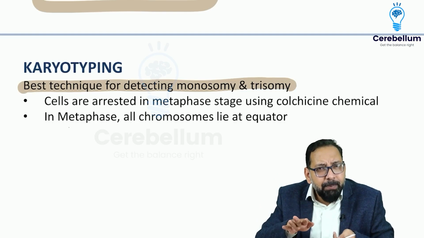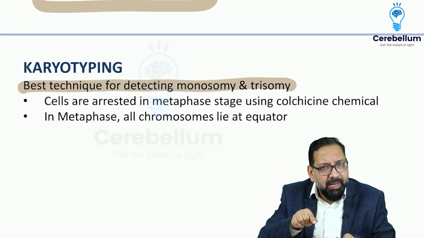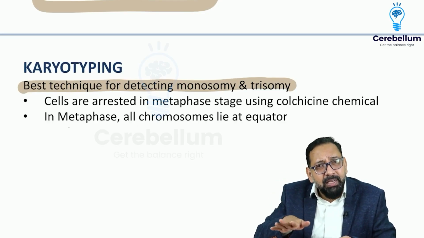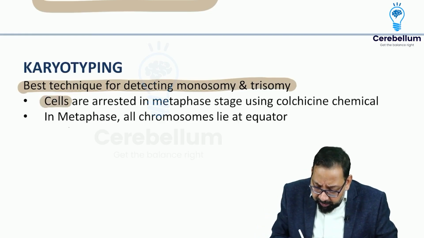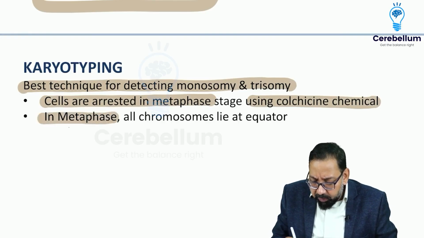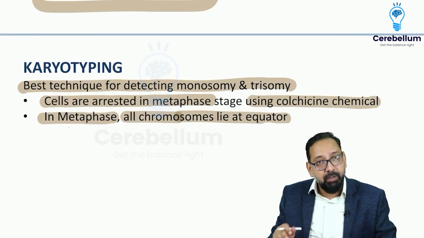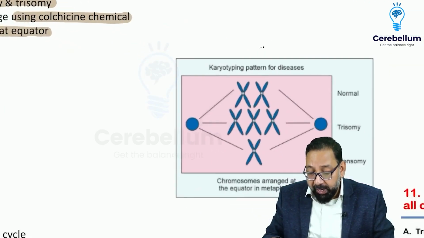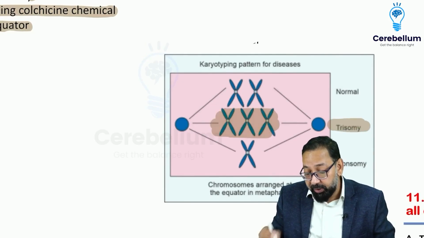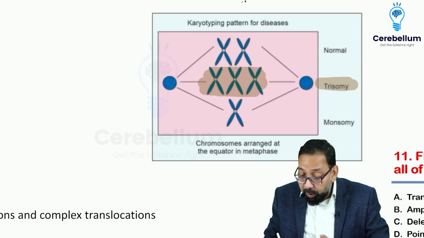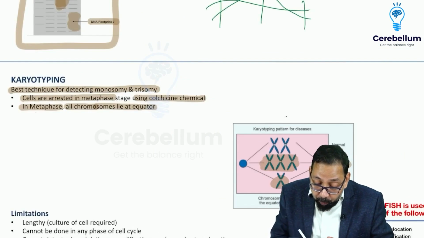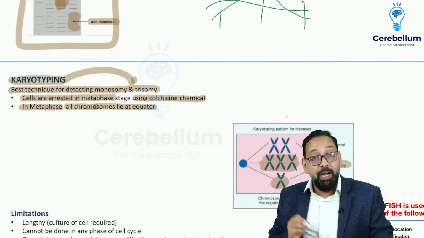So in karyotyping, what I did: I stimulated the cell, it started dividing, prophase, metaphase. I arrested the cell in metaphase, so cells are arrested in metaphase using colchicine. In metaphase, all chromosomes lie at the equator. And I can easily recognize if chromosome number 21 is 3 in number, I will say this is trisomy. If the chromosome is only 1 in number, I will say monosomy. So the best technique to detect monosomy or trisomy is karyotyping.